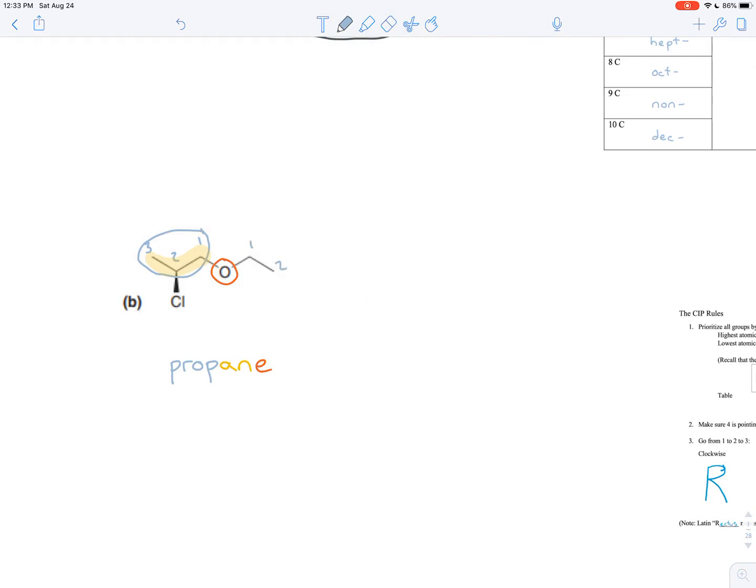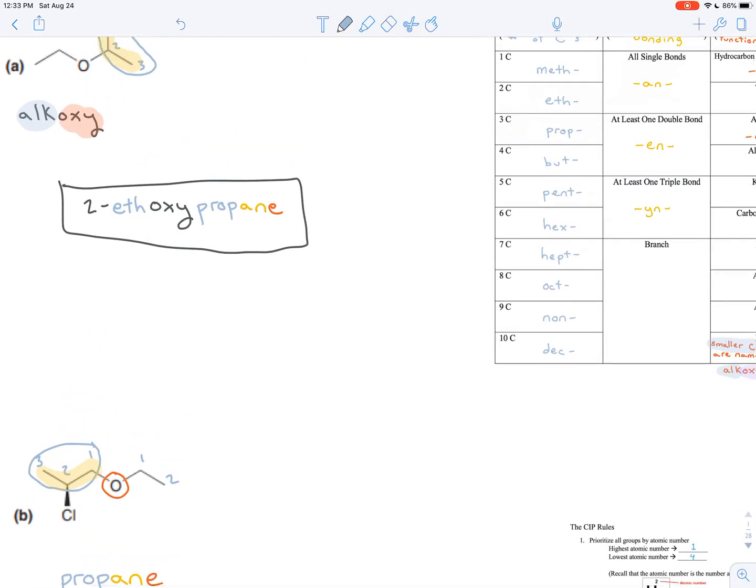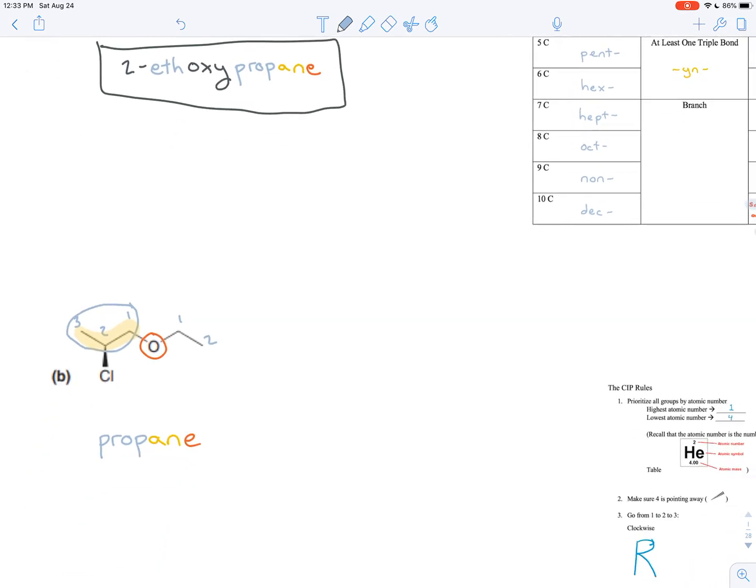The smaller carbon chain has 2 carbons, and so the prefix for it will be eth. And because we have that oxygen there, it's ethoxy. So the name for that branch is ethoxy. Now we'd have to see where it's attaching to the original chain.